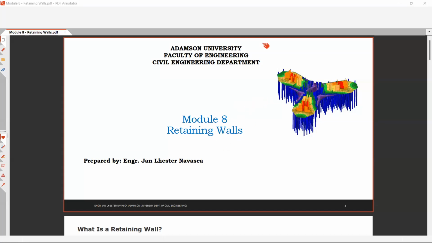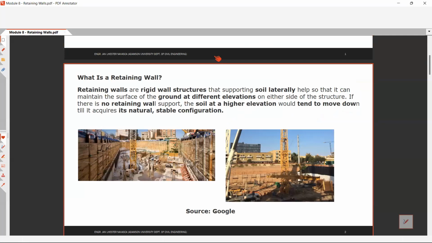So what is a retaining wall? Retaining walls are rigid wall structures that support the soil laterally. They help maintain the surface of the ground at different elevations on either side of the structure. If there is no retaining wall support, the soil at a higher elevation will tend to move down till it acquires its natural stable configuration.